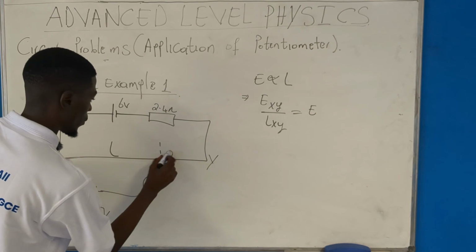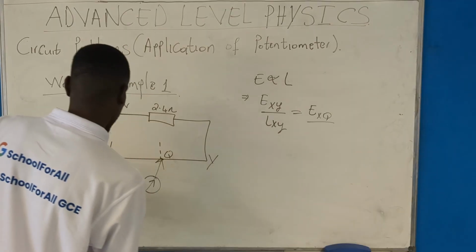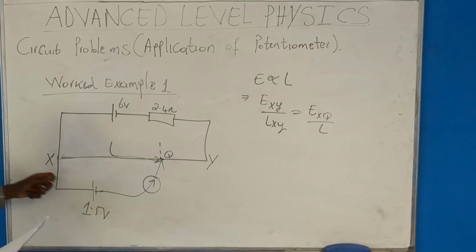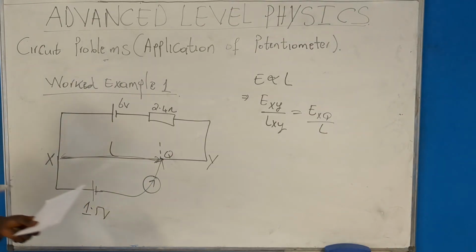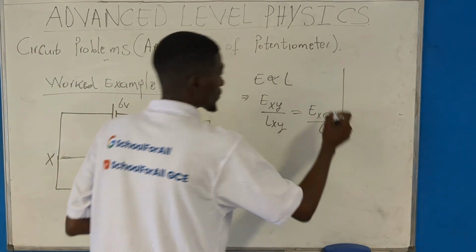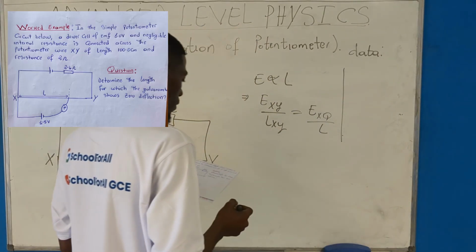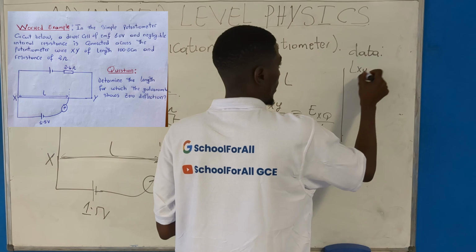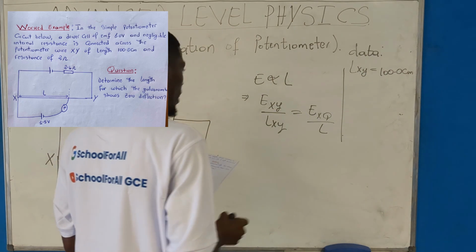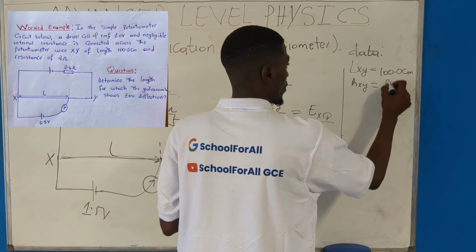Let us name this point Q. E across XQ, all over the distance L, where L is the distance from S to Q. Now, we are asked to determine the length for which the galvanometer shows zero deflection. So this is the data that we have: the length XY equals 100.0 centimeters, and the resistance of the wire XY is 2 ohms.